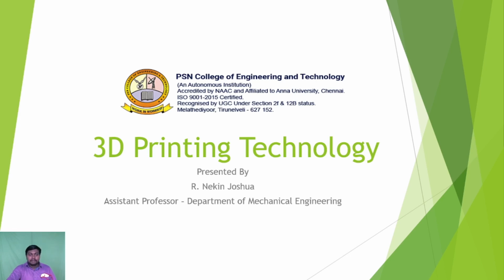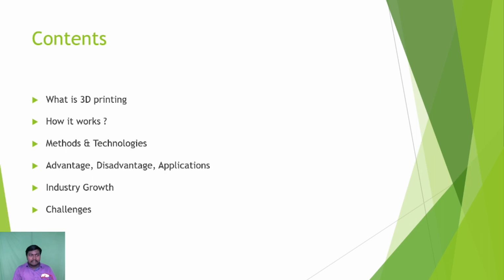Today, we are going to see about the 3D printing technology used in the industry. First of all, I listed the contents available in the 3D printing technology. First, we will see what 3D printing is and how it works, what methodologies and technologies are available in 3D printing, the advantages, disadvantages and applications of 3D printing, industrial growth regarding 3D printing, and what the challenges during implementation of 3D printing are, listed in the upcoming slides.